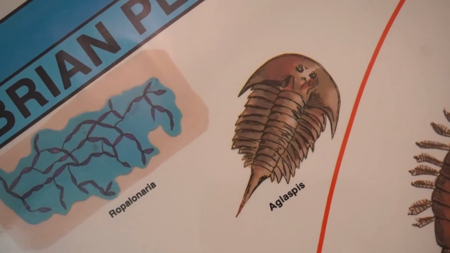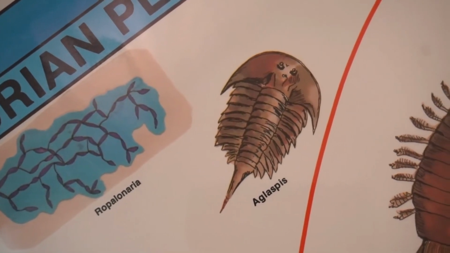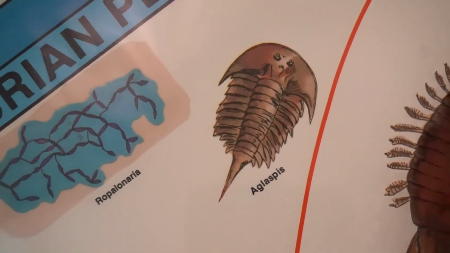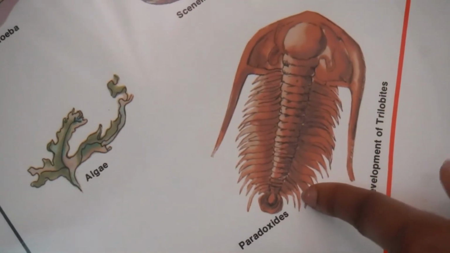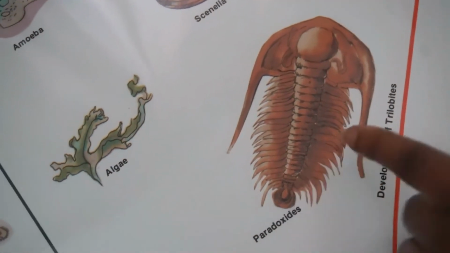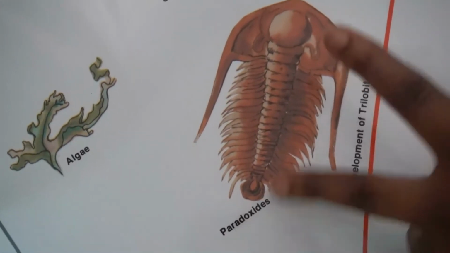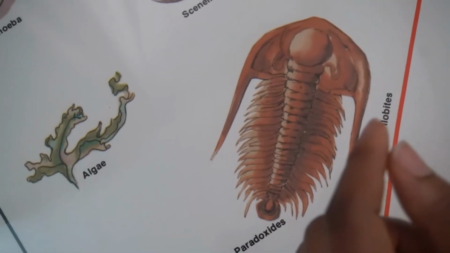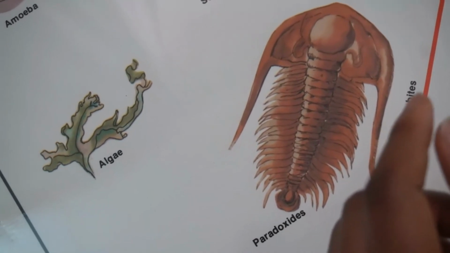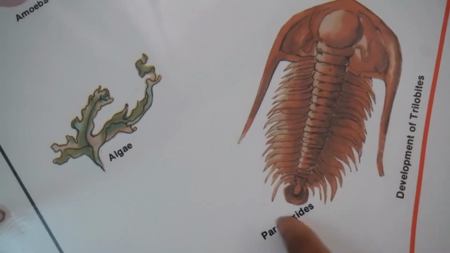A member of the largest and most diverse trilobites was the Paradoxides. That's the Paradoxides. It was an arthropod which was 10 inches long. This animal had many thoracic segments and a small pygidium or tail segments.